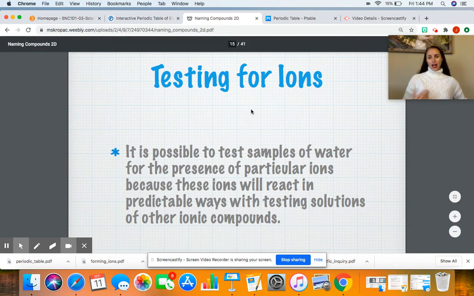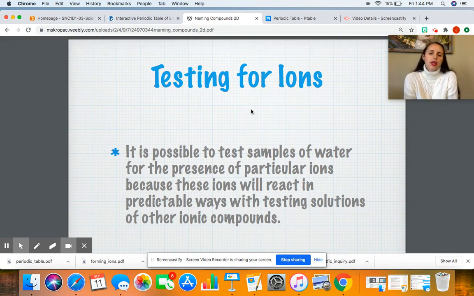You can test for ions in water as well. This is sometimes useful if you want to tell how much chlorine is present in your water, or if you want to tell if there's fluoride, which is really good for your teeth, present in your water. These ions react very predictably, so there are certain tests that you can run. For example, you can drop silver nitrate into water, and it's going to test for chlorine ions.